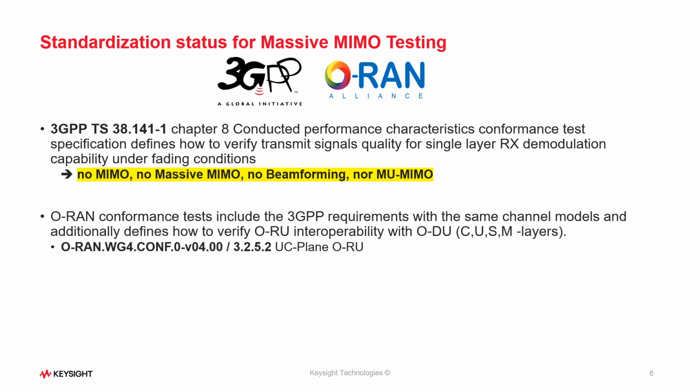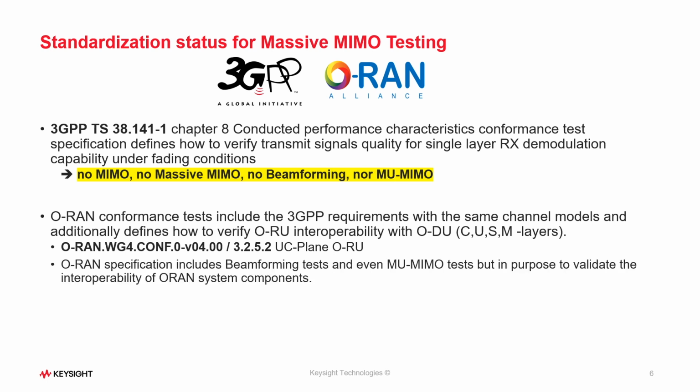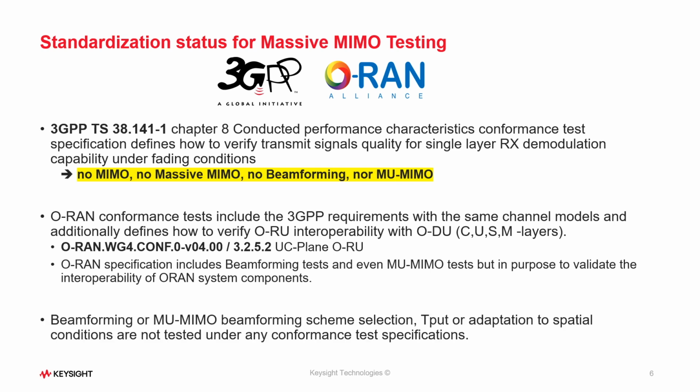ORAN test specification additionally defines how to verify radio unit interoperability with the distribution unit. Even Open RAN specification includes beamforming and multi-user MIMO test. Those purposes are to validate the interoperability of ORAN system components, not the massive MIMO fading performance testing. Massive MIMO performance is not tested under any conformance test specification.